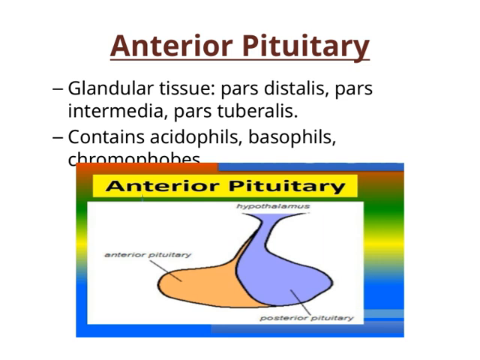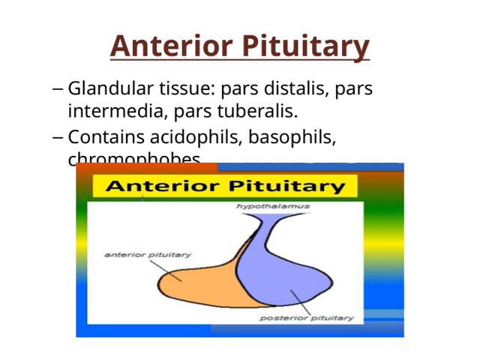Within this glandular tissue, you'll find different types of cells, including acidophils, basophils, and chromophobes. Acidophils stain with acidic dyes and include cells that produce growth hormone and prolactin. Basophils stain with basic dyes and are responsible for secreting hormones like adrenocorticotropic hormone, thyroid-stimulating hormone, and the gonadotropins.